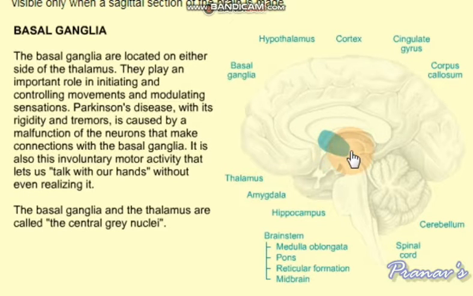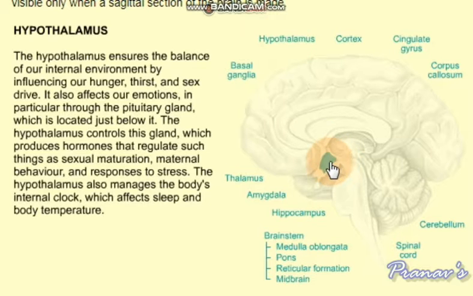Observe the location of basal ganglia with respect to thalamus. It stays on either side of the thalamus. The next is hypothalamus. Observe the location of hypothalamus.